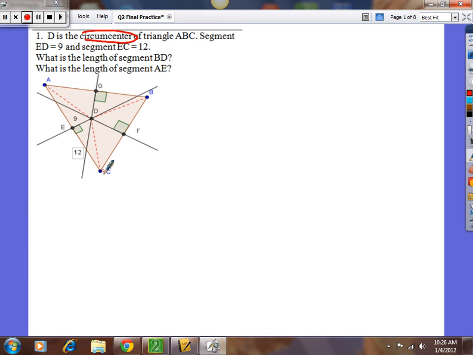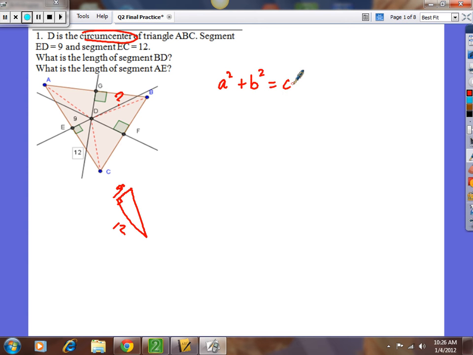So the question wants me to find the length from B to D. That's this right here. But I know that B to D is going to be the same as D to A and D to C. So if I can find one of them, I found all three. And I am going to find this one right here, D to C. Because look, if I cut just this triangle out, there's a 90 degree. This leg is 9 and this leg is 12. And I know that in any 90 degree triangle, if I've got two of the three sides, I can use Pythagorean theorem to find the third side.